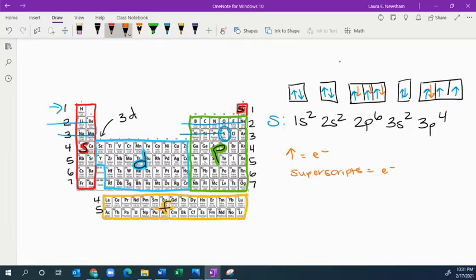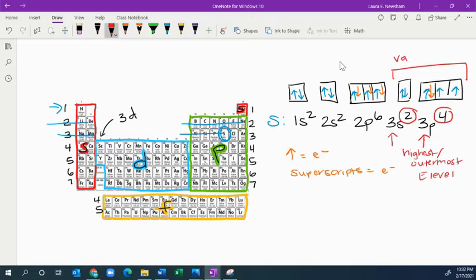Let's do a quick review of valence electrons here. This is my highest occupied energy level. The third energy level is my highest occupied energy level, highest or outermost. So the electrons that exist there are our valence electrons. This right here are my valence electrons.